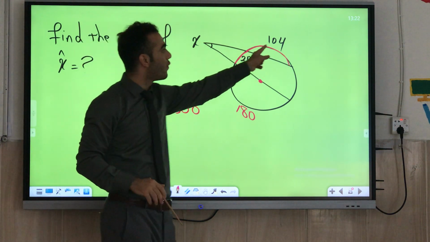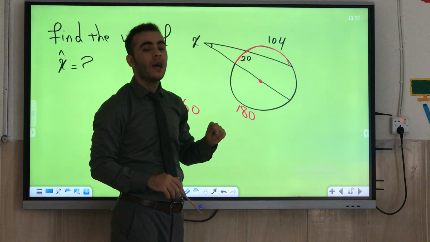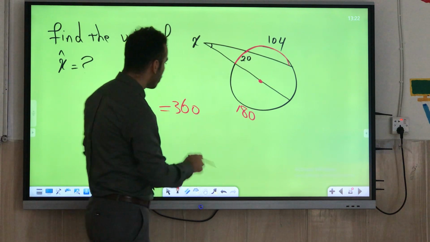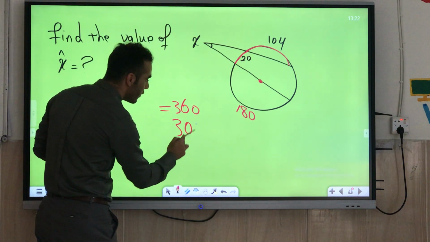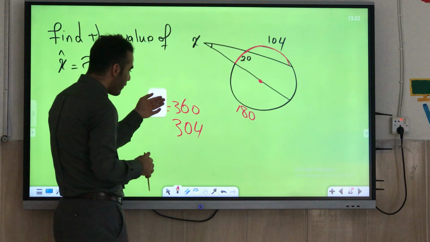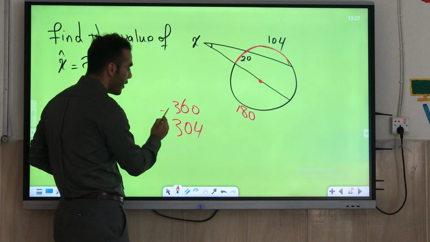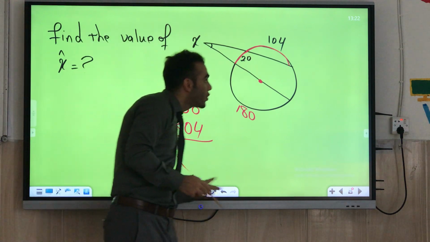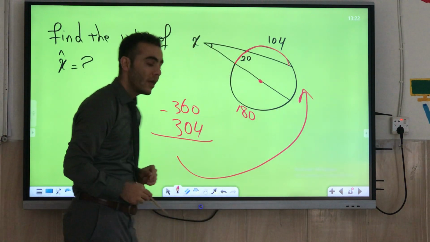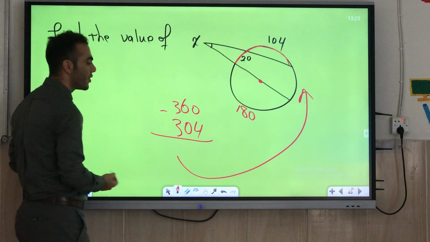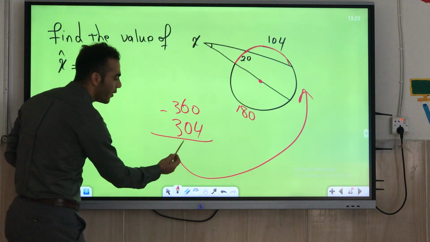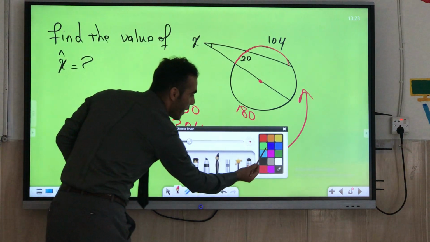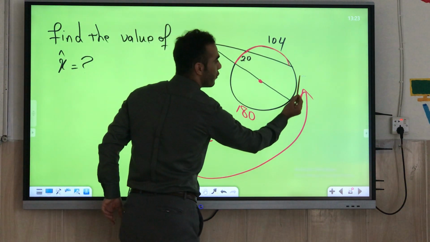Okay, so 104 plus 20 is 124. Plus 118, it is equal to 304. Then if you subtract this 304 from 360, whatever remains is going to be for this part. So what is the result of 360 minus 304? It is equal to 56. So the measure of that arc is equal to 56.